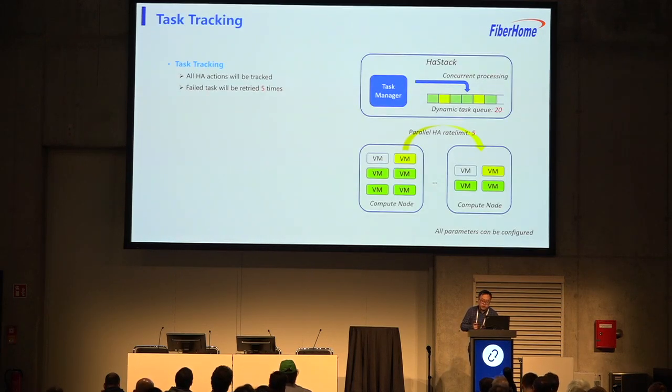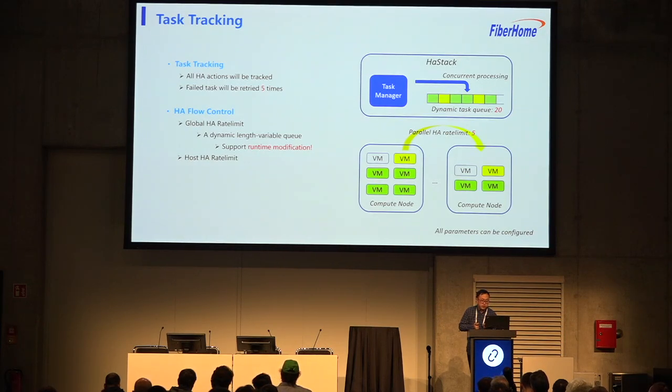And speaking of a long-running task, we naturally think of how to judge its execution result. So therefore, we implement a task tracking module in HStack. And all HA actions will be tracked here. And the failed task will be retried 5 times by default. And if a task still fails, an alarm will be generated to remind the administrator that HA recovery fails.